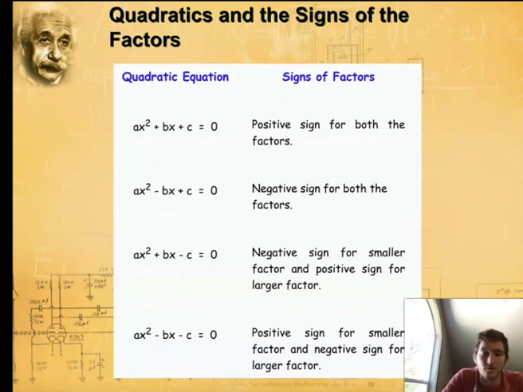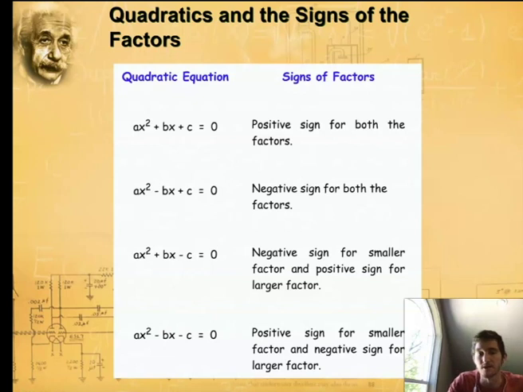Okay, so if we have a quadratic equation in the form ax squared plus bx plus c equals 0, that means our factors have to have positive signs for both of them. So p and q both have to be positive, right? If we're multiplying two quantities and they are supposed to give us a positive c, there's no way one could be negative and one positive. They both have to be positive.